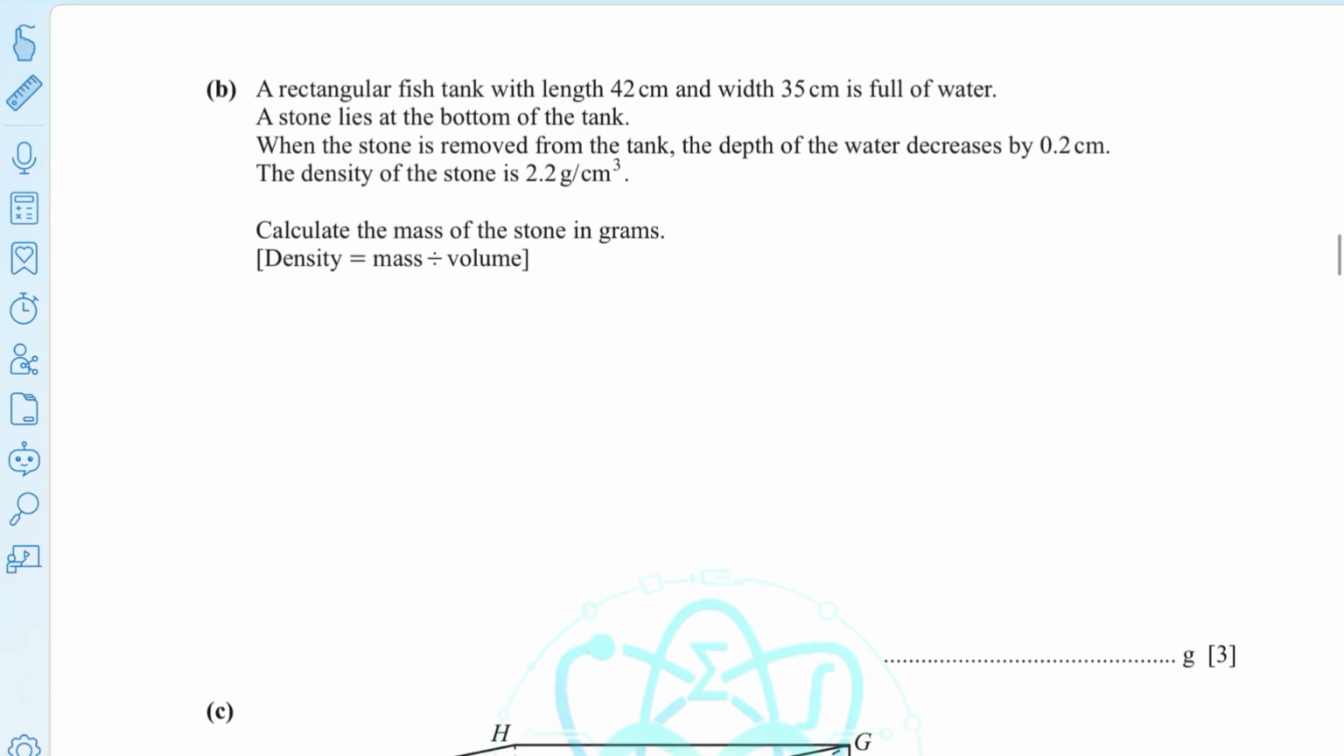A rectangular fish tank with length 42 centimeters and width 35 centimeters is full of water. A stone lies at the bottom of the tank. When the stone is removed, the depth of water decreases by 0.2 centimeters. The density of the stone is given as 2.2 grams per centimeter cubed. Calculate the mass of the stone in grams.